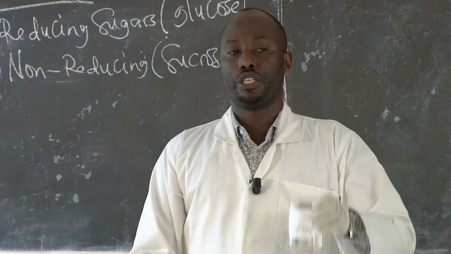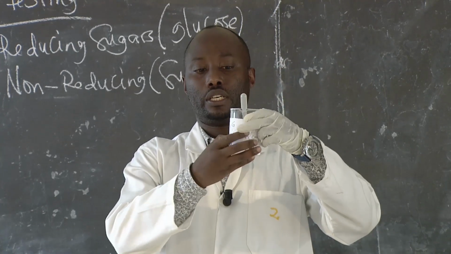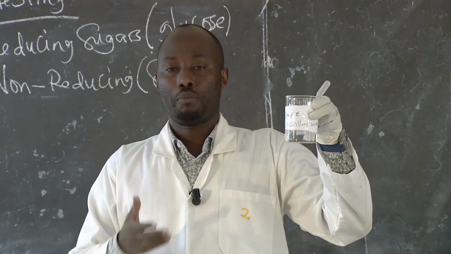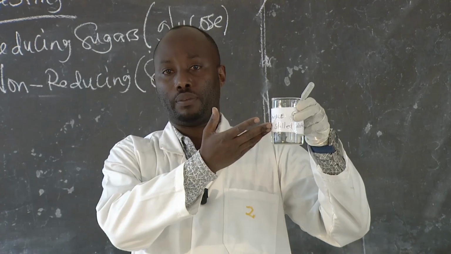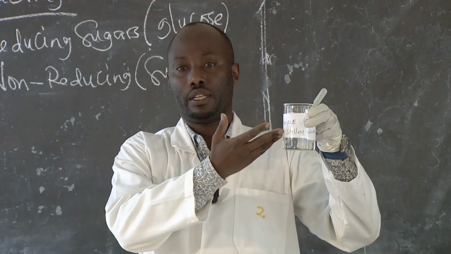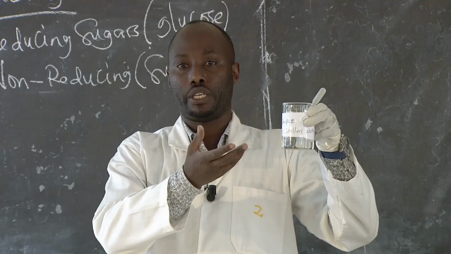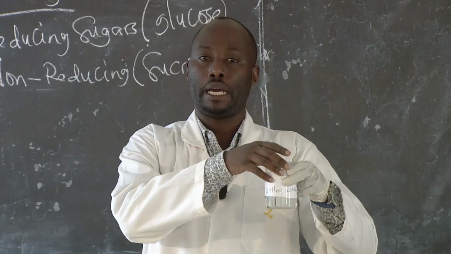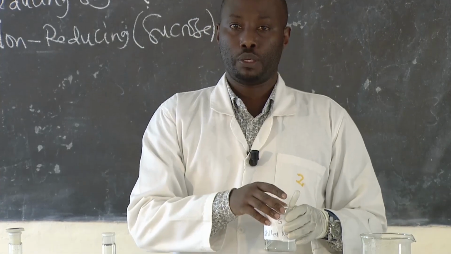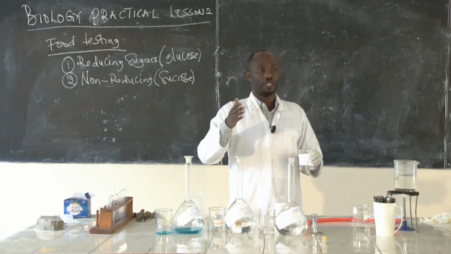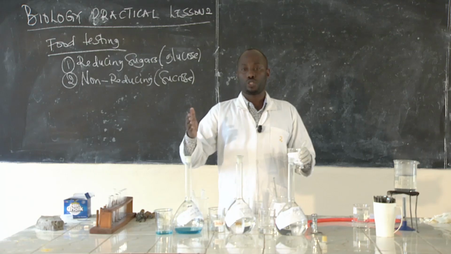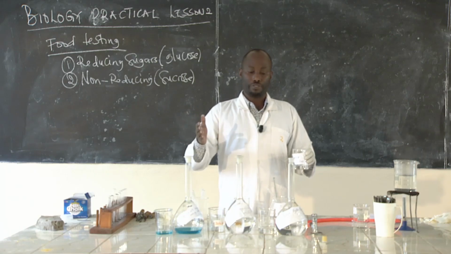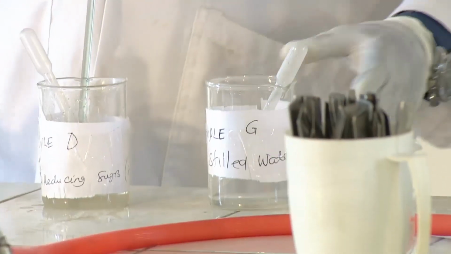I have sample C. As you can see, this is sample C. I'm going to be using distilled water. If I say distilled water, it is water which does not contain any impurities. So the distilled water is going to be acting as a control experiment. If I say a control experiment, it is an experiment that controls, giving a negative, not a positive test. So let us start the experiment.